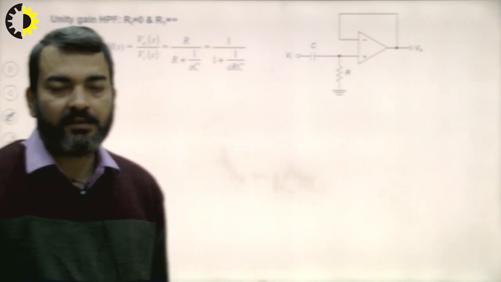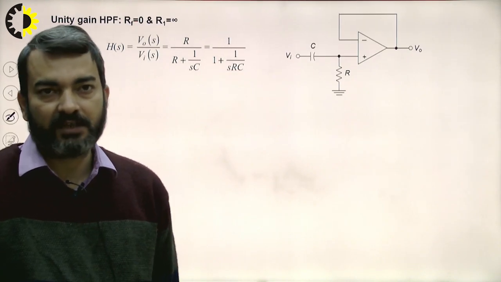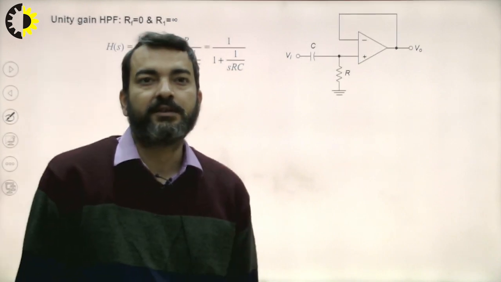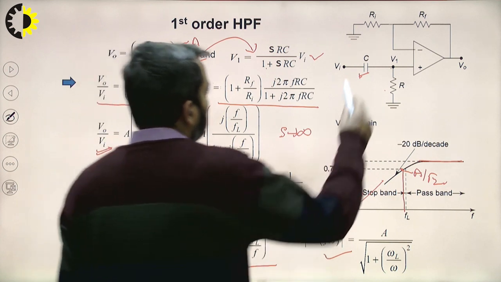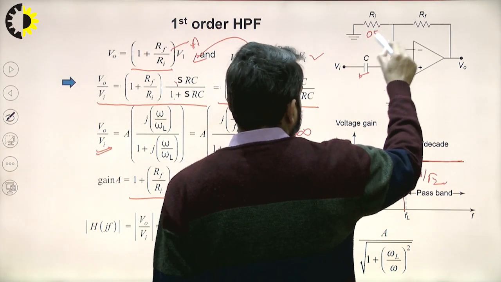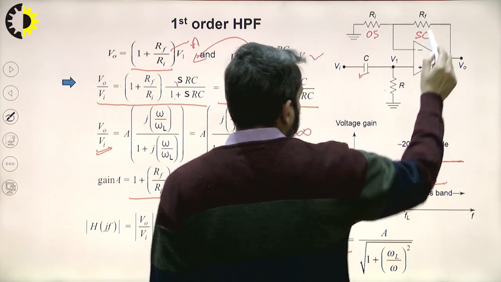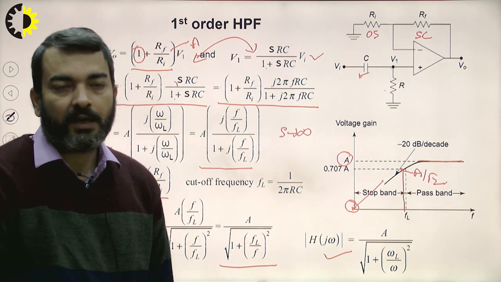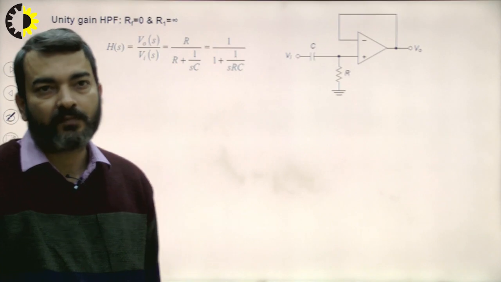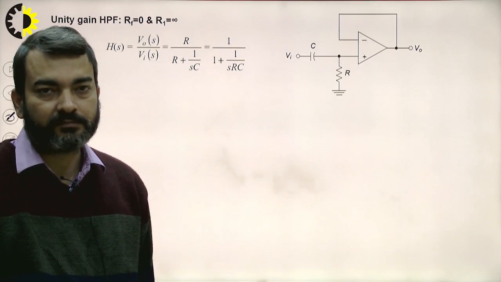And this is again the specific case of unity gain high pass response. So here again we have set this resistance as open circuit, this as short circuit. So we will get only this factor of unity, and we will get a unity gain high pass filter.